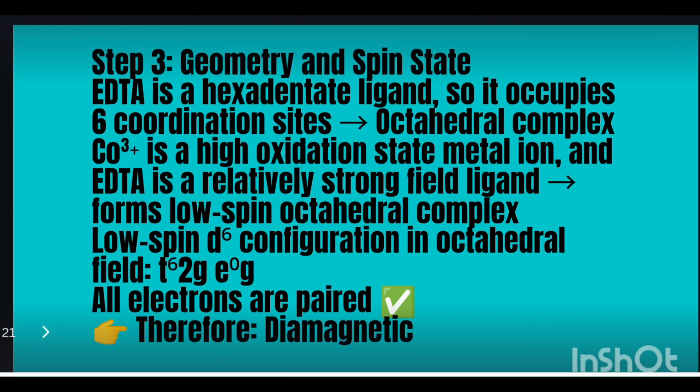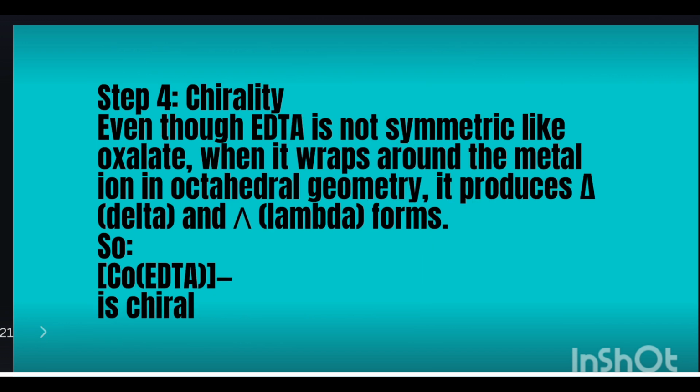Step 3, geometry and spin state. EDTA is a hexadentate ligand, so it occupies 6 coordination sites. That is an octahedral complex. Co3 plus is a high oxidation state metal ion, and EDTA is a relatively strong field ligand, forming a low spin octahedral complex. Low spin d6 configuration in an octahedral field is t2g6 eg0. All electrons are paired, so it is diamagnetic.